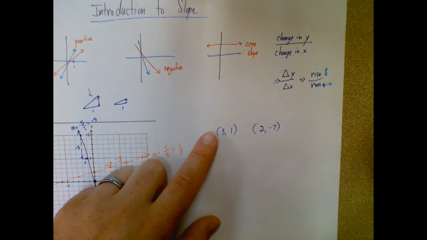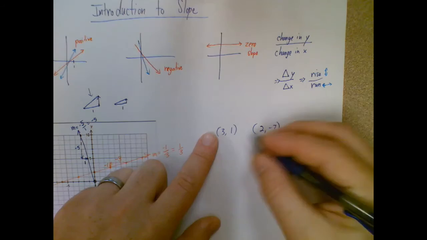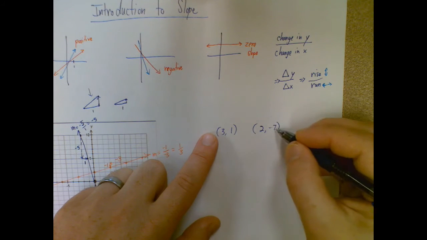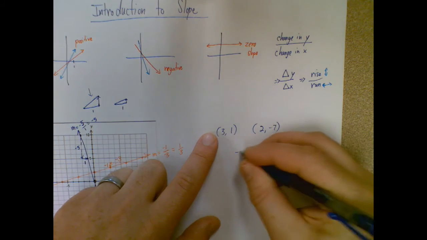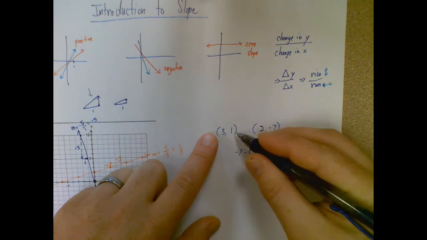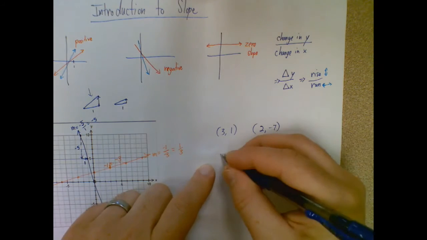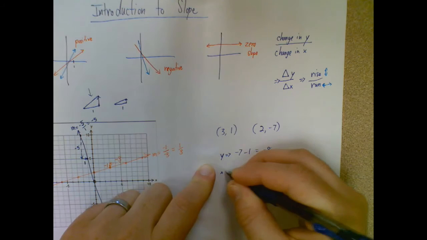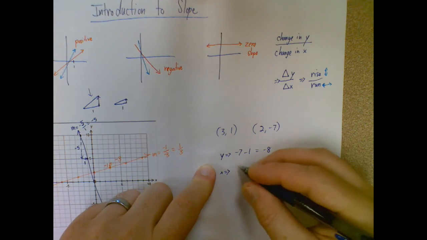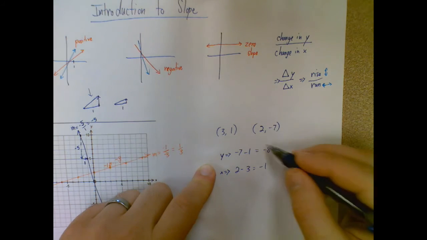If you remember when we did the distance formula, that's just subtraction. You'll see why I'm doing this in a second, but I'm going from 1 to negative 7, so I'm going to do right minus left, negative 7 minus 1, which is negative 8. So I'd go from 1 to negative 7, I'm going down 8. That's my y's. For my x's, I'm going to look here. I'm going from 3 to 2. So 2 minus 3 is negative 1.